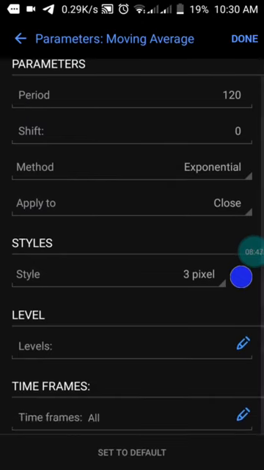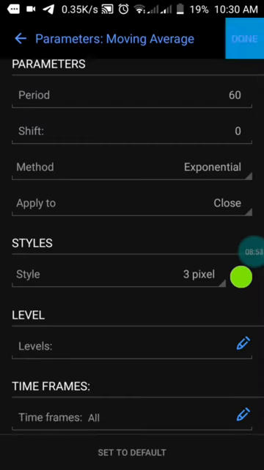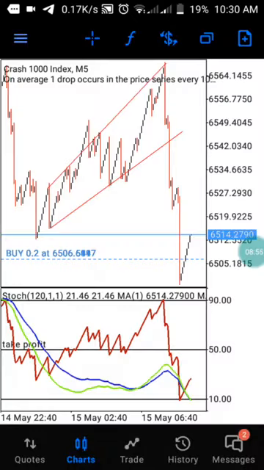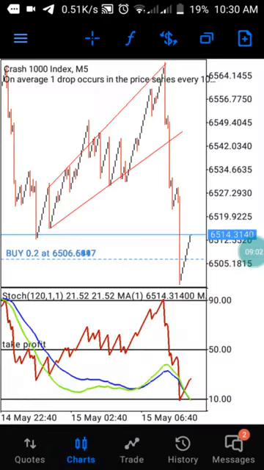We have blue as our color. You press undo. Then we have our last moving average, which is the period of 60, and we have green as our color here. Then you press undo. Guys, you see now, the market is still respecting that particular level. So you can use this strategy to catch a lot of daily entries.